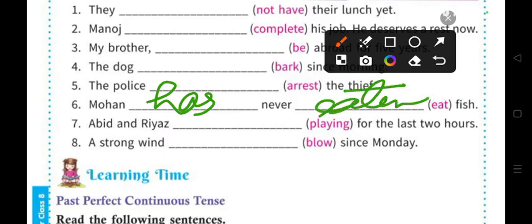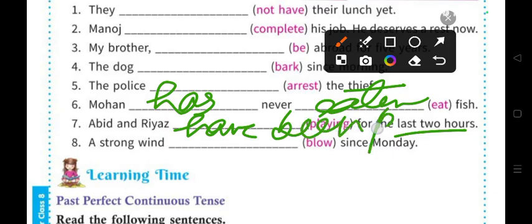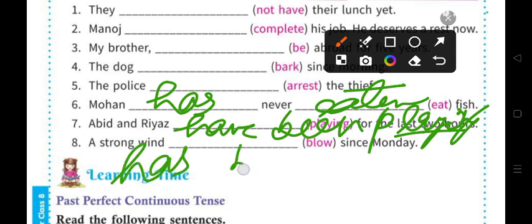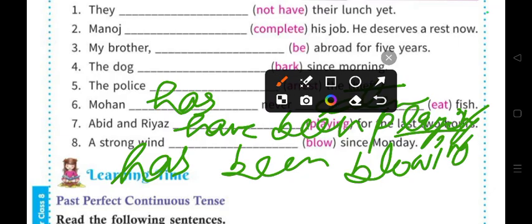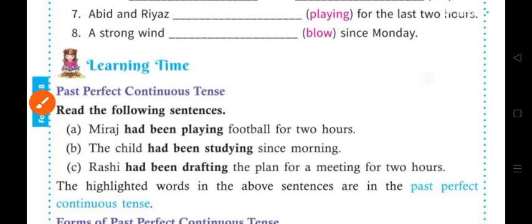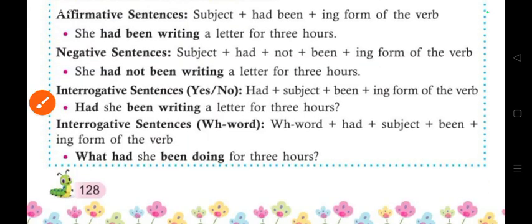Next one, Abid and Riyaz. Because there is a time expression here, it will become: Abid and Riyaz have been playing for the last 2 hours. A strong wind has been blowing. A strong wind has been blowing since Monday. All right. So let's solve another exercise.